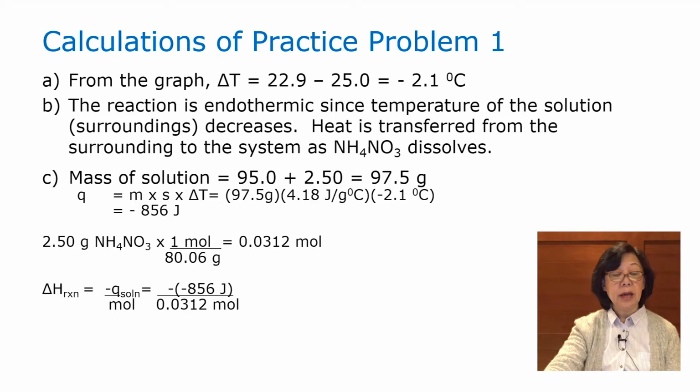Therefore, the enthalpy change of the reaction is minus Q of the solution per mole, which becomes 27.4 kilojoule per mole. So the negative of a negative will generate a positive. Remember, the enthalpy change is that of the system for the reactant, and the Q is for the solution. Therefore, they are opposite in sign.